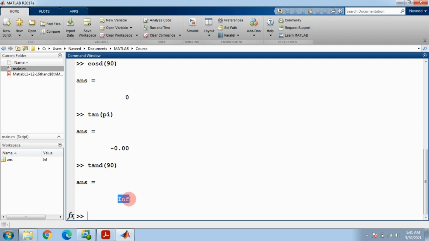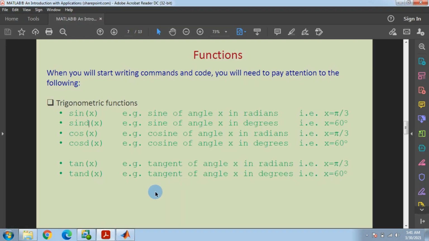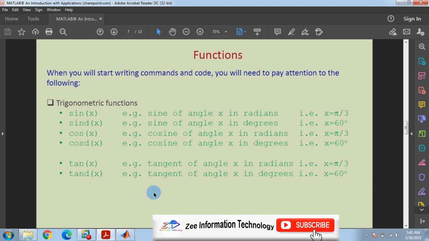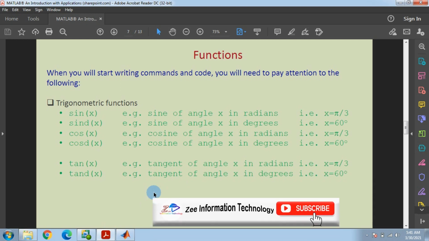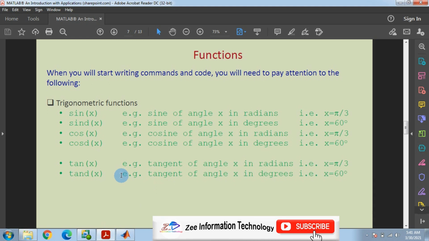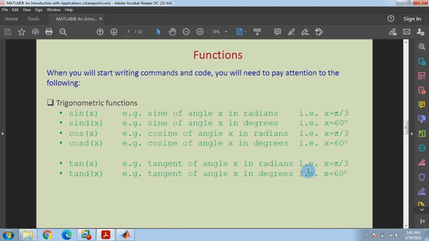Infinity is another such special variable that is stored in MATLAB and is used for the number infinity. Infinity is not really a number, but the concept, I hope, is clear to you in advance. So infinity is stored in MATLAB by the keyword inf. It's not really a variable, it's a keyword. So that's that. You can try different such trigonometric functions, practice with them and see the results for yourself.